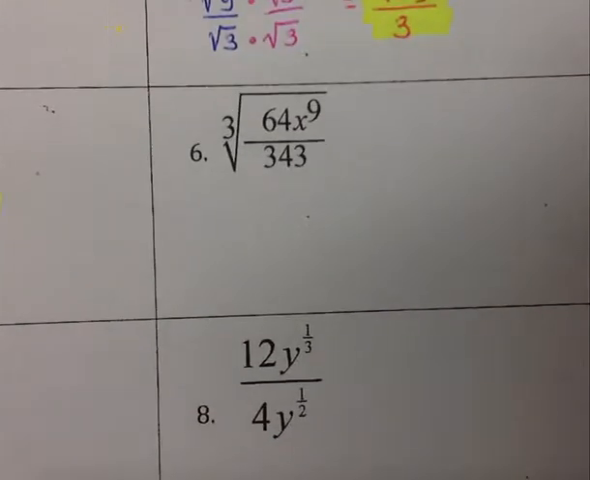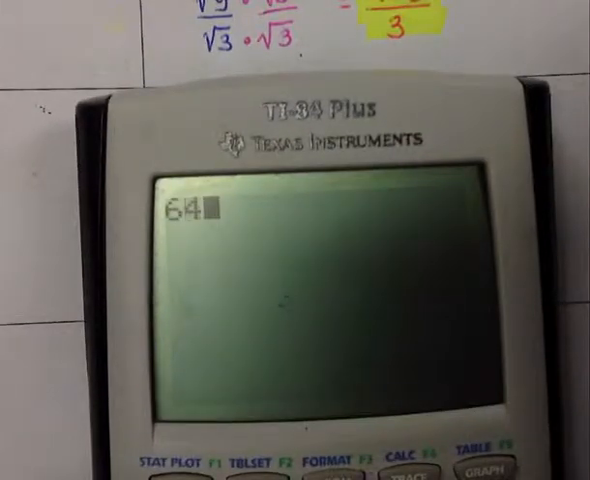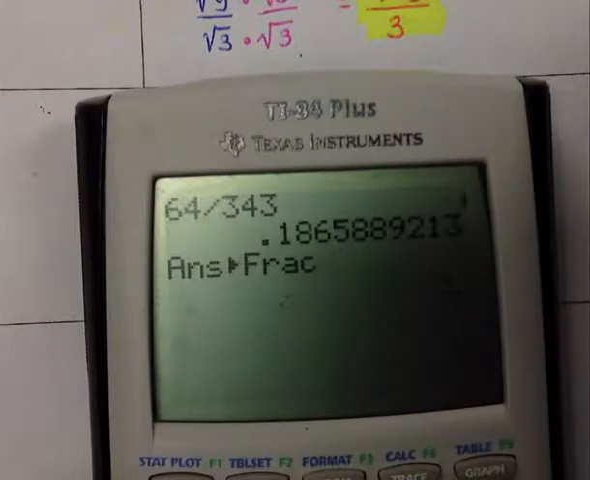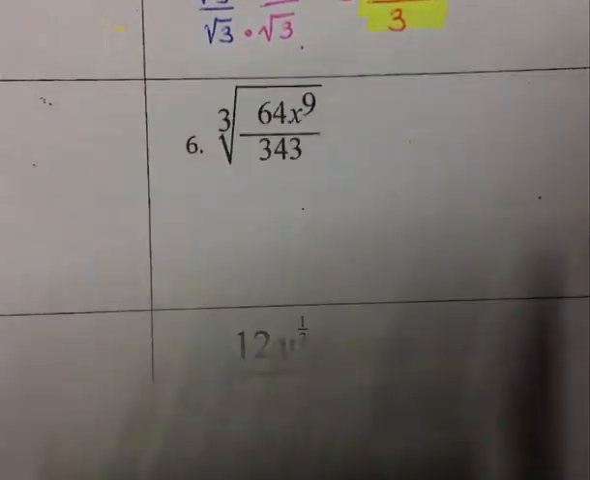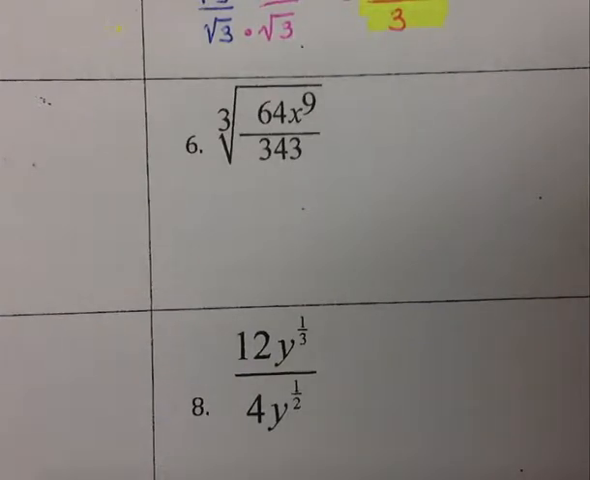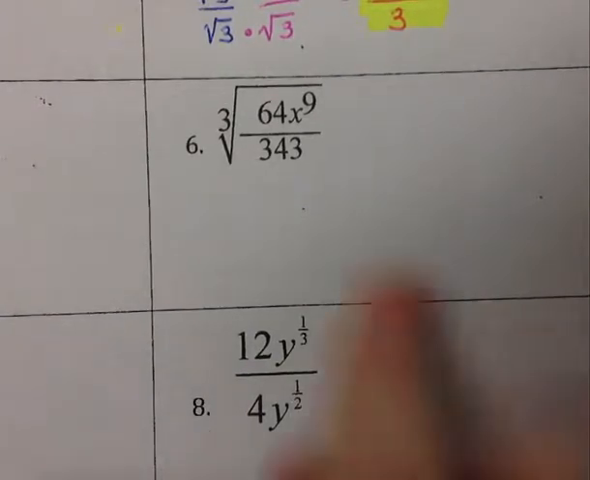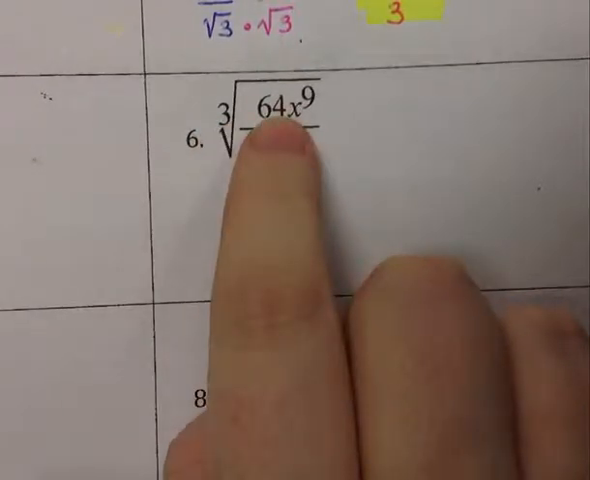On this next problem, we have the cube root of 64x to the 9th over 343. Now we first want to see if 64 over 343 is divisible. That's one thing we can do. So 64 divided by 343, hit math, enter, enter. It stays as 64 over 343. So that means it's not simple. That's not divisible.